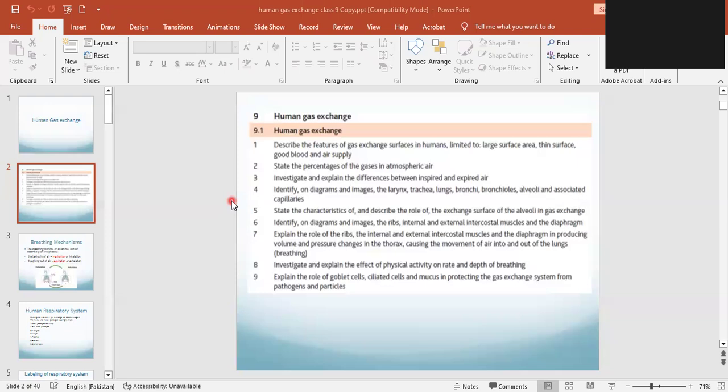And there are some investigations and explanations as well about how physical activity affects the rate of breathing and the deep breath, plus the role of goblet cells and ciliated cells, and how they protect the gas exchange system from pathogens and particles. This is the overview of this chapter.